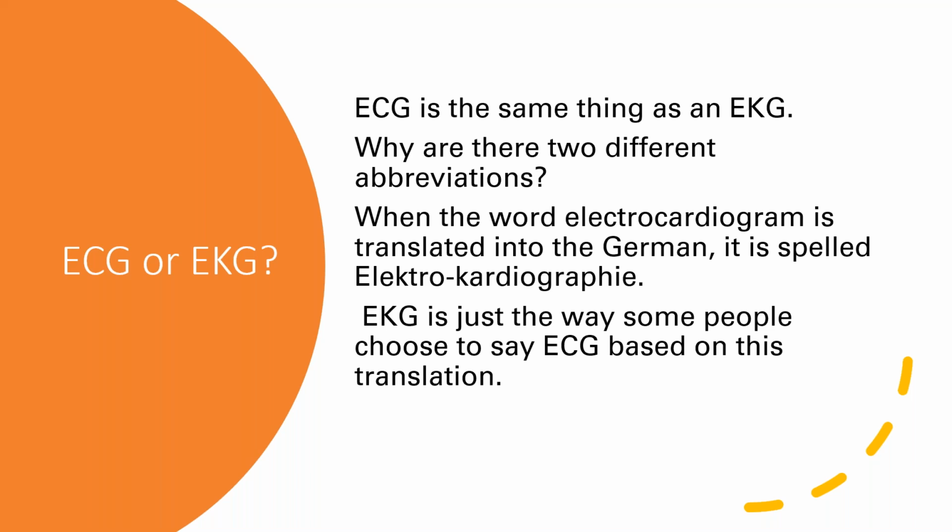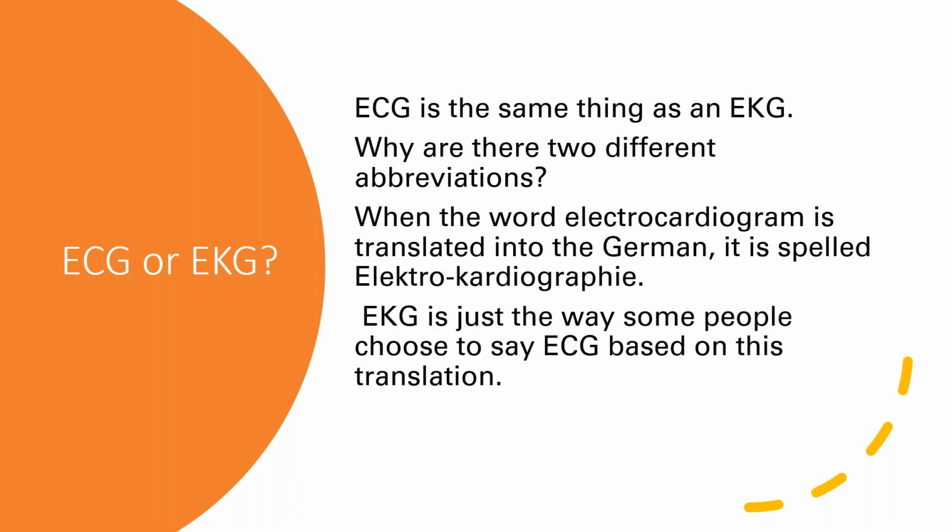EKG, oh, okay, that's like a 12-lead chart or whatever that you're talking about. So she said in the cath lab they talk about ECG, but when they want the paper reports, it's an EKG. So they're the same thing. When the word electrocardiogram is translated into German, it's spelled electrokardiographie with a K. And so that's where that comes from, the root of that word.